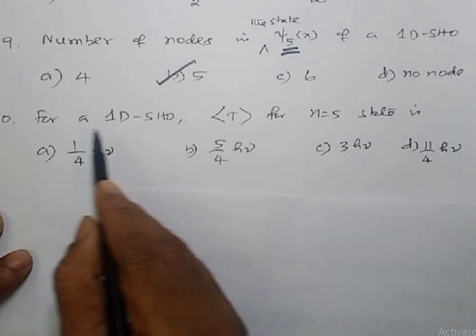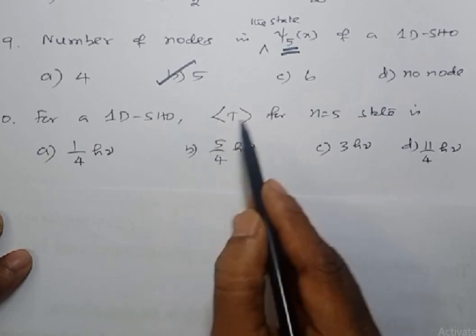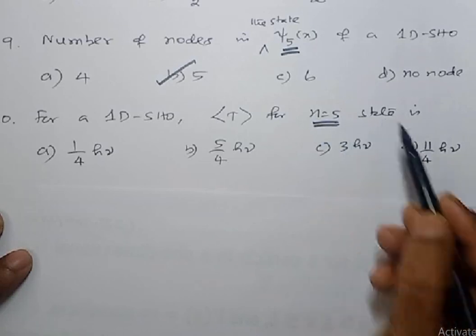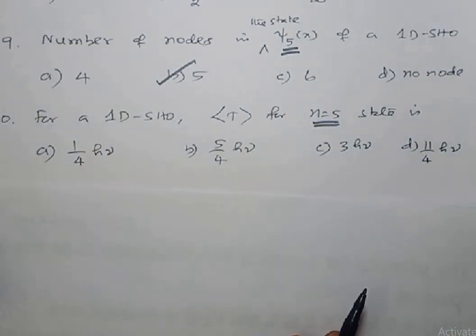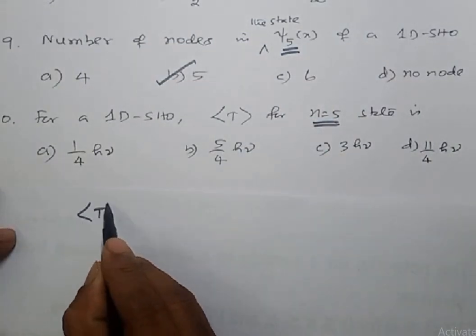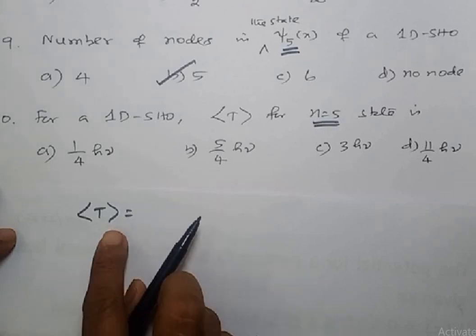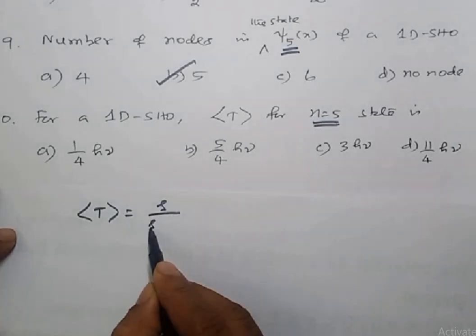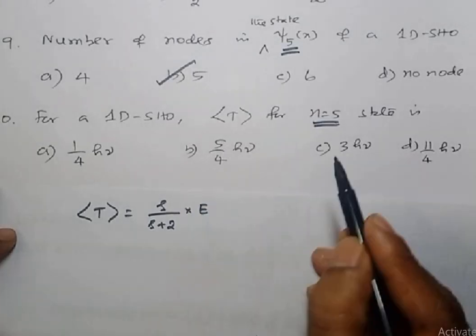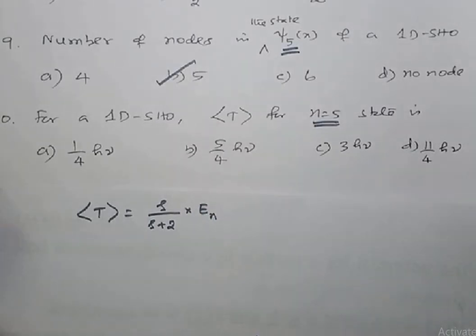Question number 10. For a one-dimensional simple harmonic oscillator, the expectation value of kinetic energy for n is equal to 5 state. What is the expectation value of kinetic energy? We know very well, expectation value of kinetic energy equal to S by S plus 2 into energy of the nth state. Is this correct? Check it. Correct.